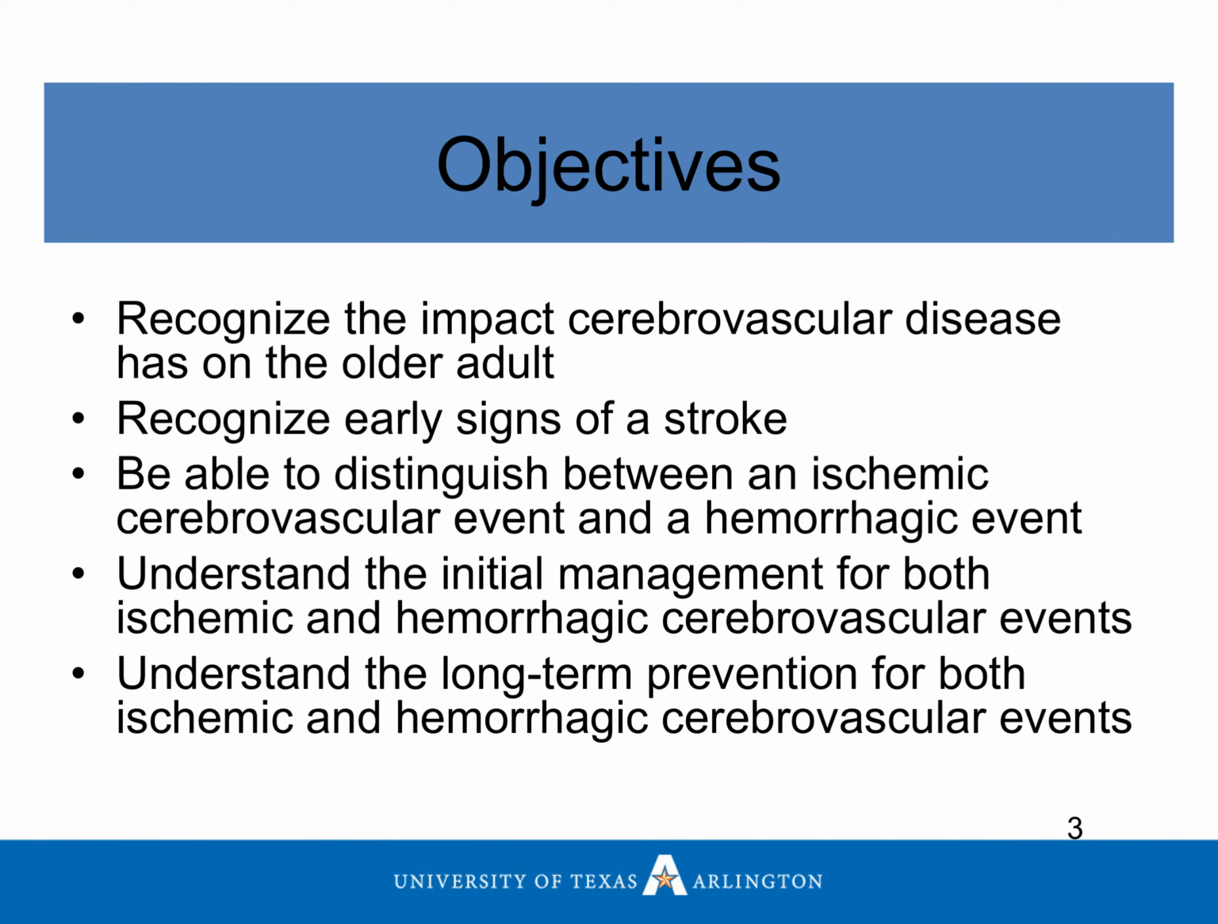The objectives of today's talk are to recognize the impact of cerebral vascular disease on the older adult, recognize the early signs of a stroke, be able to distinguish between an ischemic cerebral vascular event and a hemorrhagic event, understand the initial management for both ischemic and hemorrhagic cerebral vascular events, and understand the long-term prevention for both.